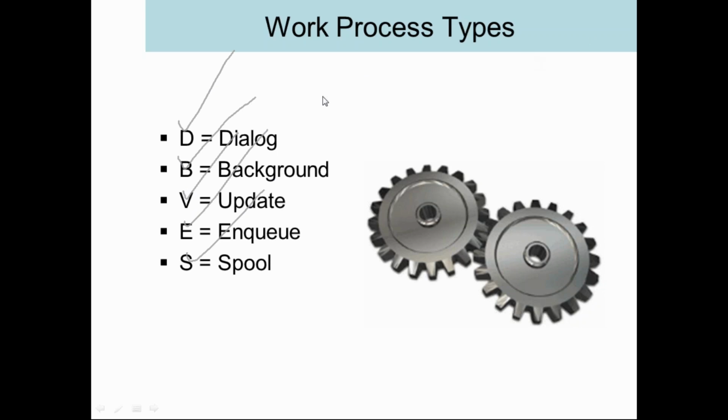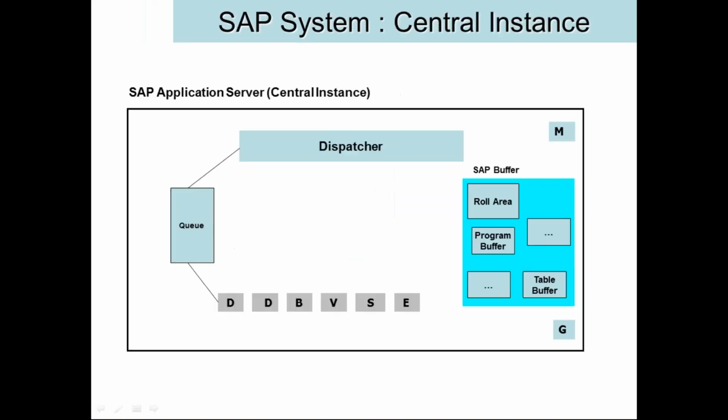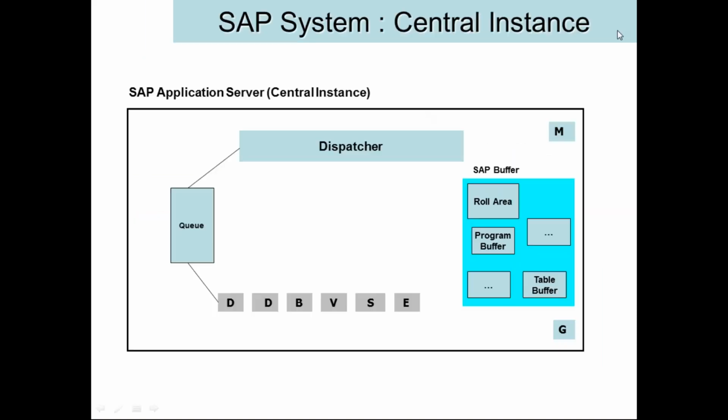Once you recap what is the meaning of dialogue, background, update and enqueue, we will see it in tomorrow's class. Before that, let's recap what we discussed. What does this diagram contain? It is a central instance.